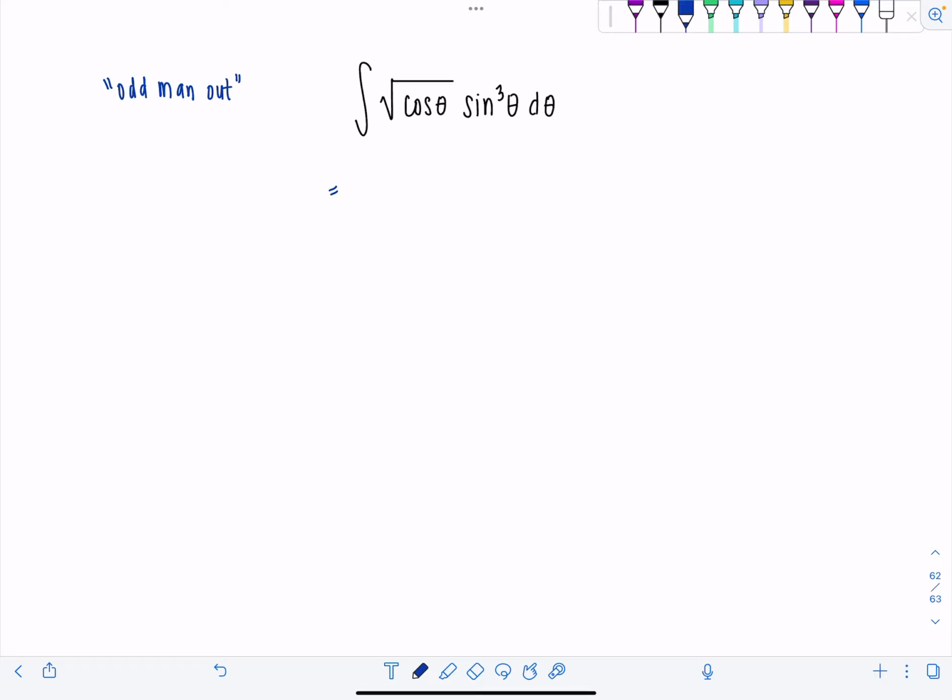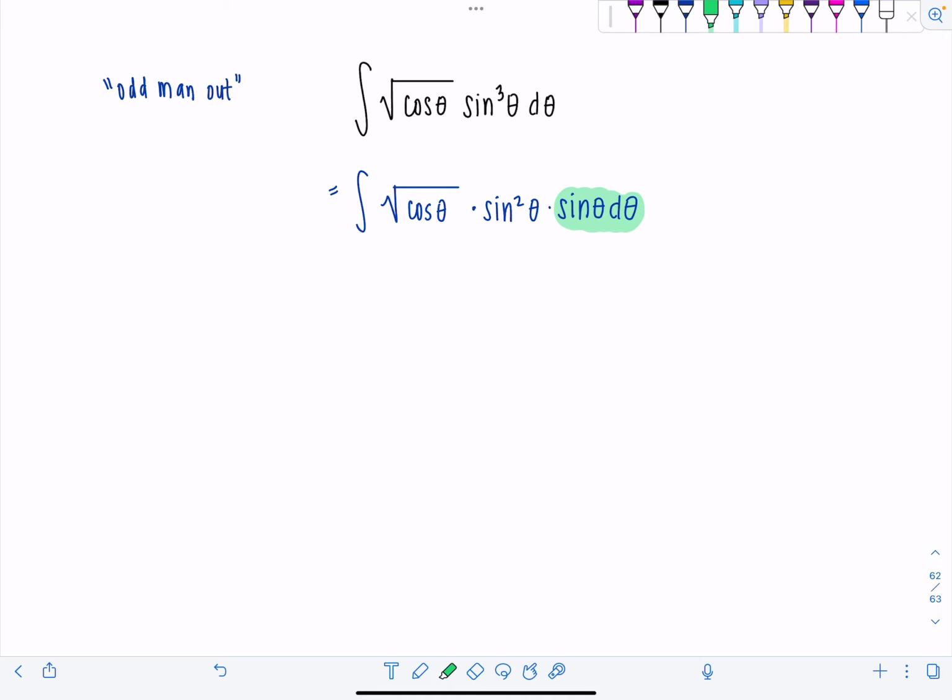So we're going to break it up, take that odd man out, just take off one of the powers of sine. So I'm going to rewrite this as sine squared theta times sine theta d theta. Now, what's the point of that? Our goal is to have sine theta d theta, that one little odd man, get absorbed and become du.